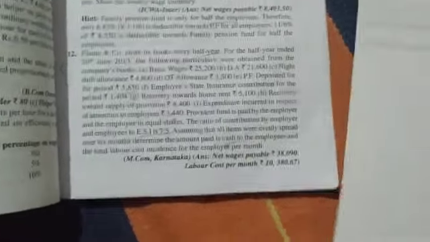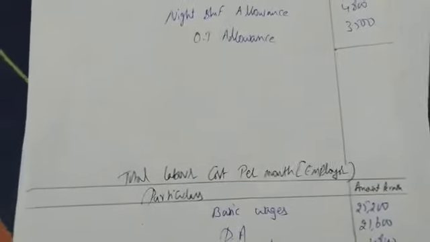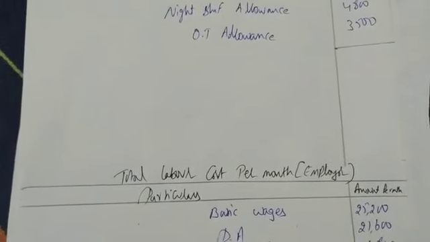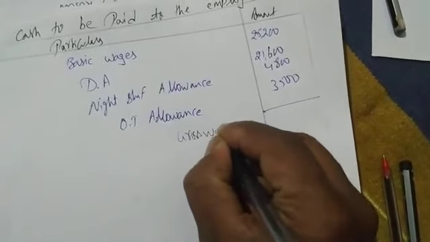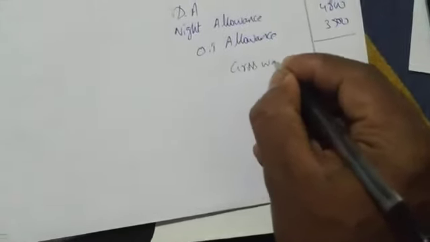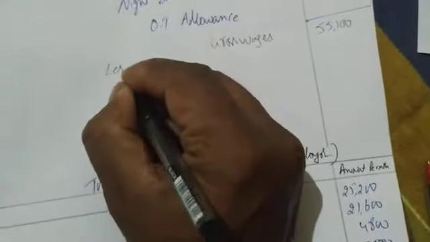PF deposited. Okay, so we will add all this, and what do we get? Gross wages. Till here, if we add, we get gross wages. So 25,200 plus 21,600 plus 4,800 plus 3,500. We are getting 55,100, the gross wages of the employee. Okay.